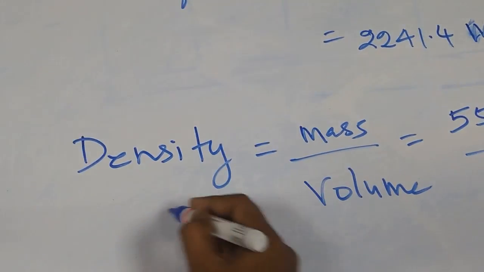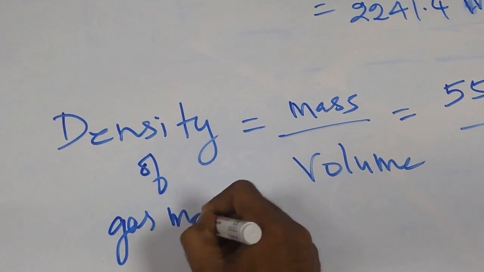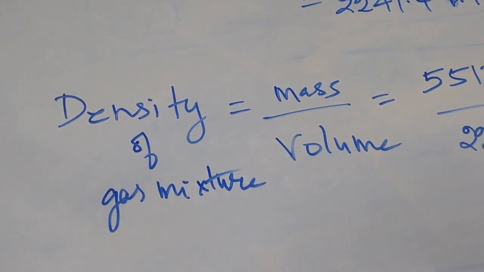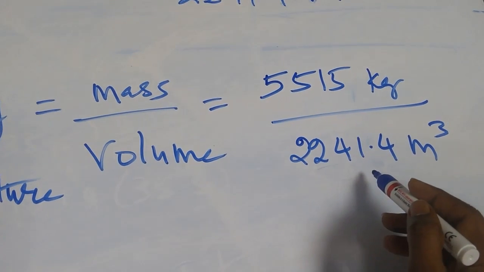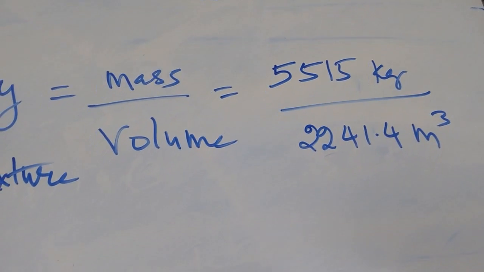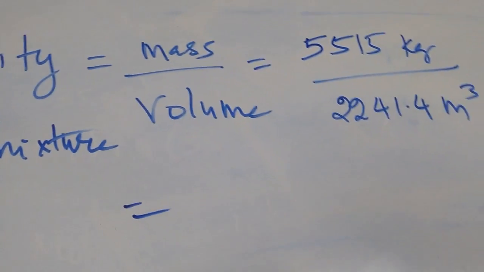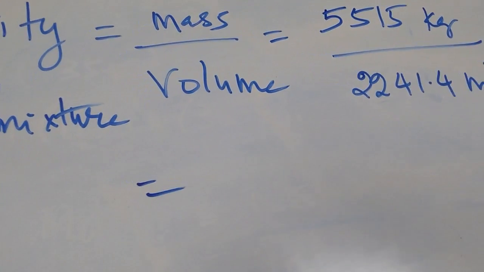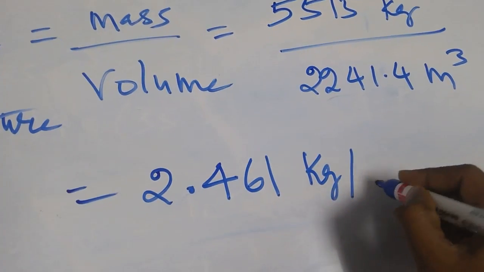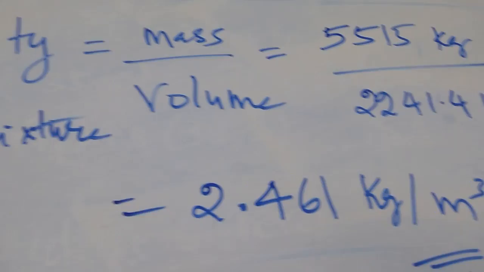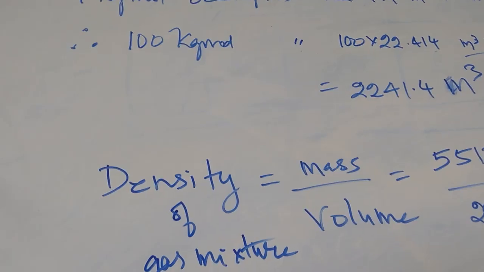So this is the density of the mixture, right? Density of the gas mixture is mass by volume. Mass is 5515 kg, volume is 2241.4 meter cube. So what we get is density here. Please use your calculator. What is the answer? We get 2.461 kg per meter cube. So that is one way of determining the density of the gas mixture at STP conditions, right?